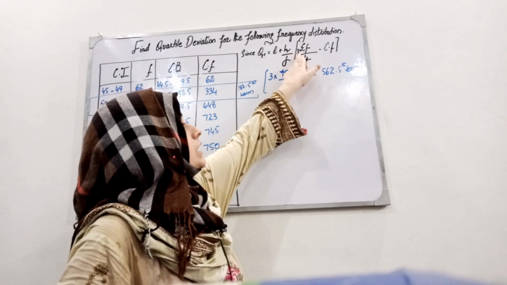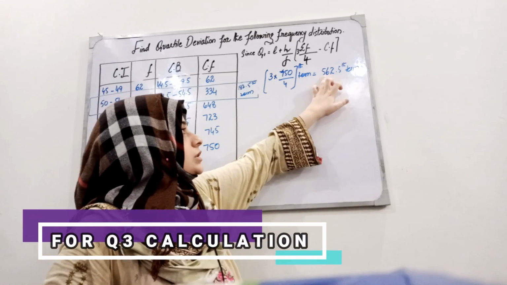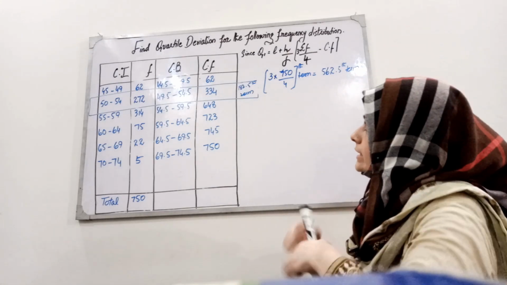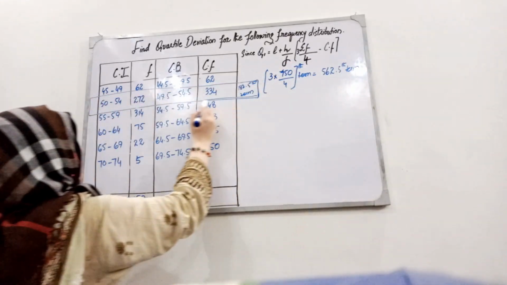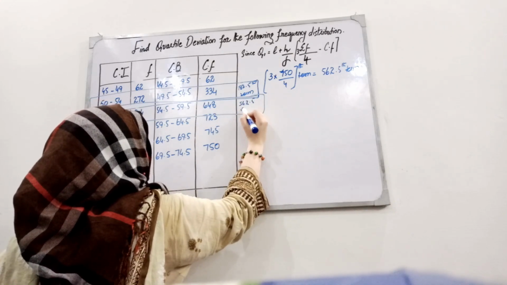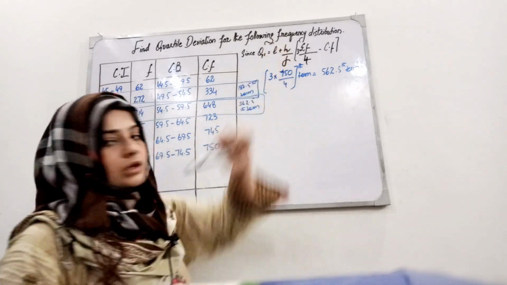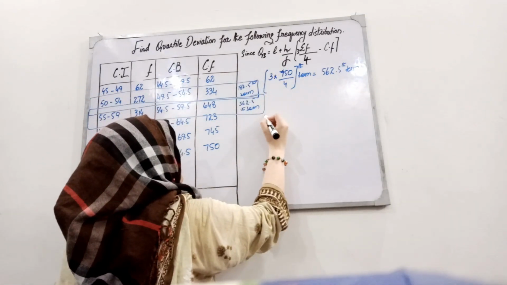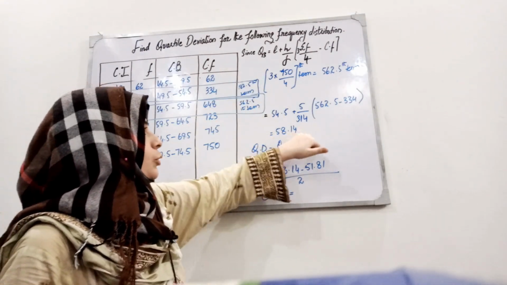Yes, we have added the 3 into sum of f divided by 4. So we will get the value, which is the 562.5 term. So we will locate that in the frequency distribution table. It will be covered in that particular section, 562.5 term. Now we are going to put all those values in that particular formula and we will get the Q3. So with the help of the same method we have calculated the Q3, which is 58.14.